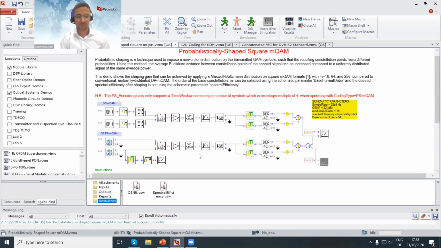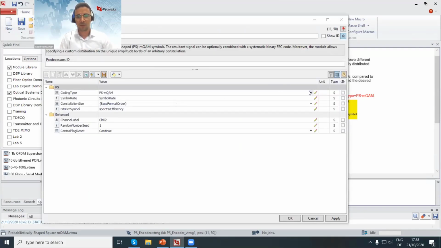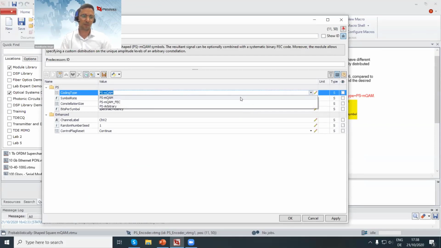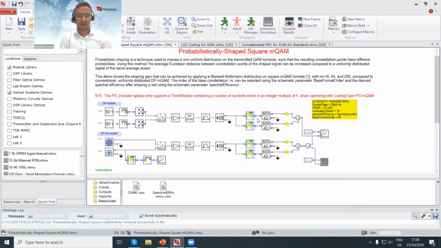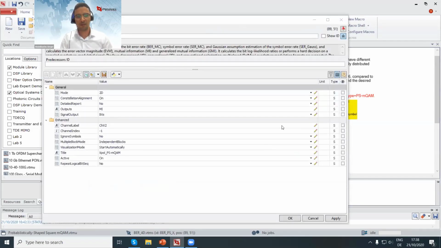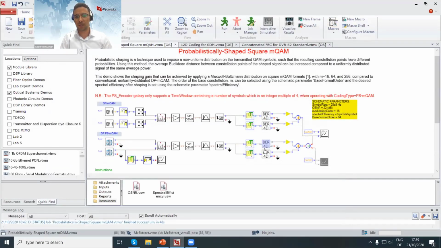Firstly, we compare probabilistic shaping with QAM modulation, shaped 64 QAM versus 16 QAM, at the same spectral efficiency of 4 bits per symbol. Here we have the PS encoder, and as I mentioned, multiple options for probabilistic shaping, including FEC and also arbitrary. Then we consider a back-to-back scenario, and at the receiver side, the bit error rate is used in 2D mode because we already separated X and Y here.